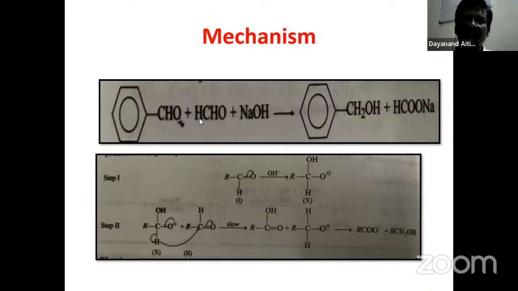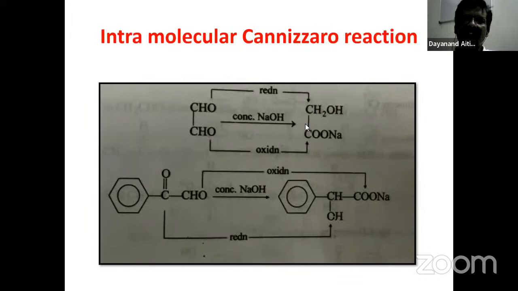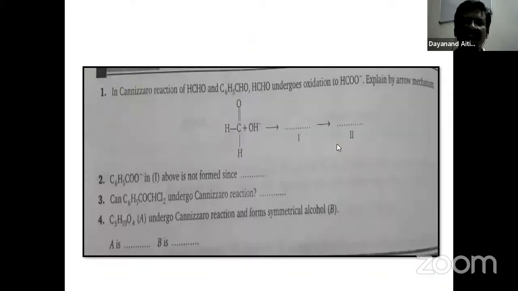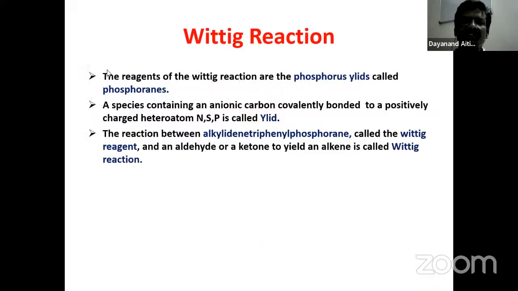Here there are two areas. This one, formaldehyde, is converted into acid part. Benzaldehyde is converted into benzyl alcohol, reduced here. This is oxidized. It is a redox reaction. Okay, here if you take glyoxal, within the molecule itself, one is converted into alcohol, another is converted into acid part.